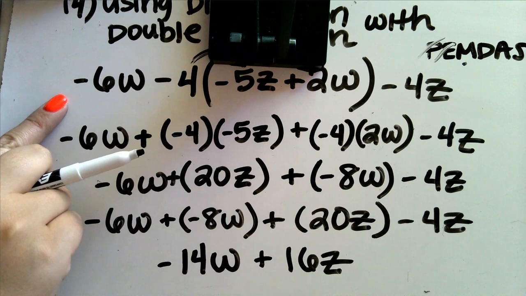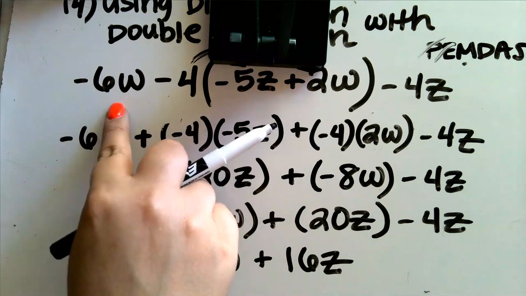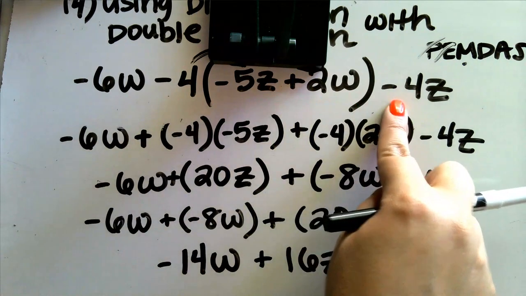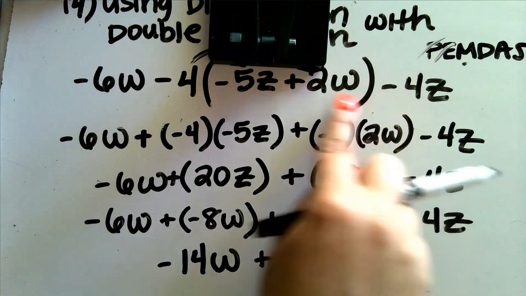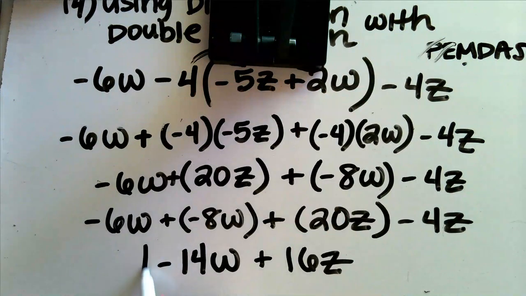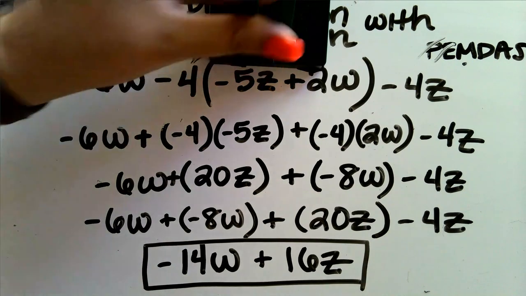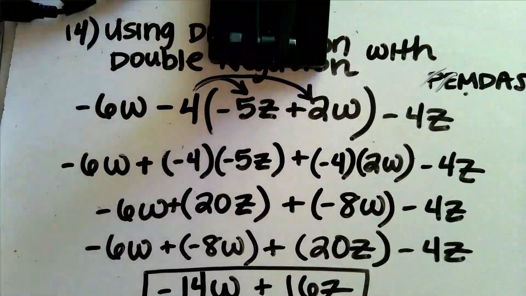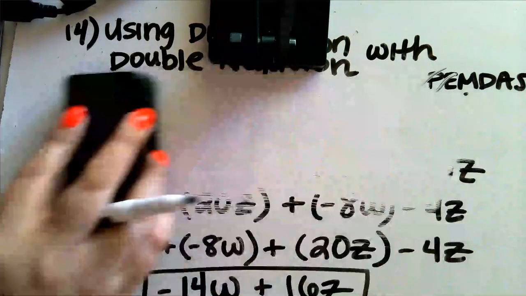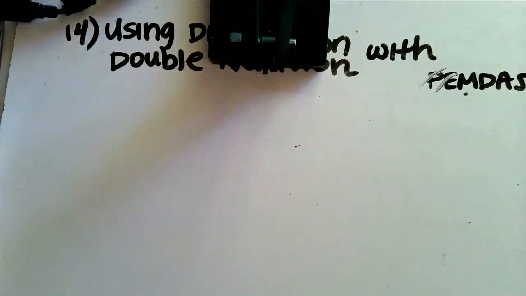In summary, we used distribution and simplified, even in these double negation areas, we simplified that down to -14w plus 16z. Great job, everybody. Let's go ahead. I'm going to erase this. You guys move down further on your piece of paper. We're going to do one more example together.